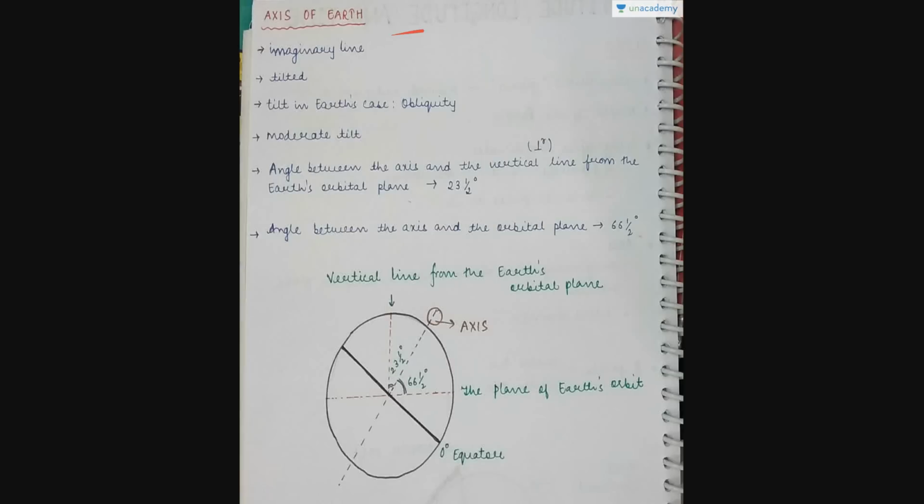It is an imaginary line. It is tilted in nature, not straight, and the tilt in the earth's case is known as obliquity, because it is a moderate tilt. It is not very extreme, a slight tilt is there.